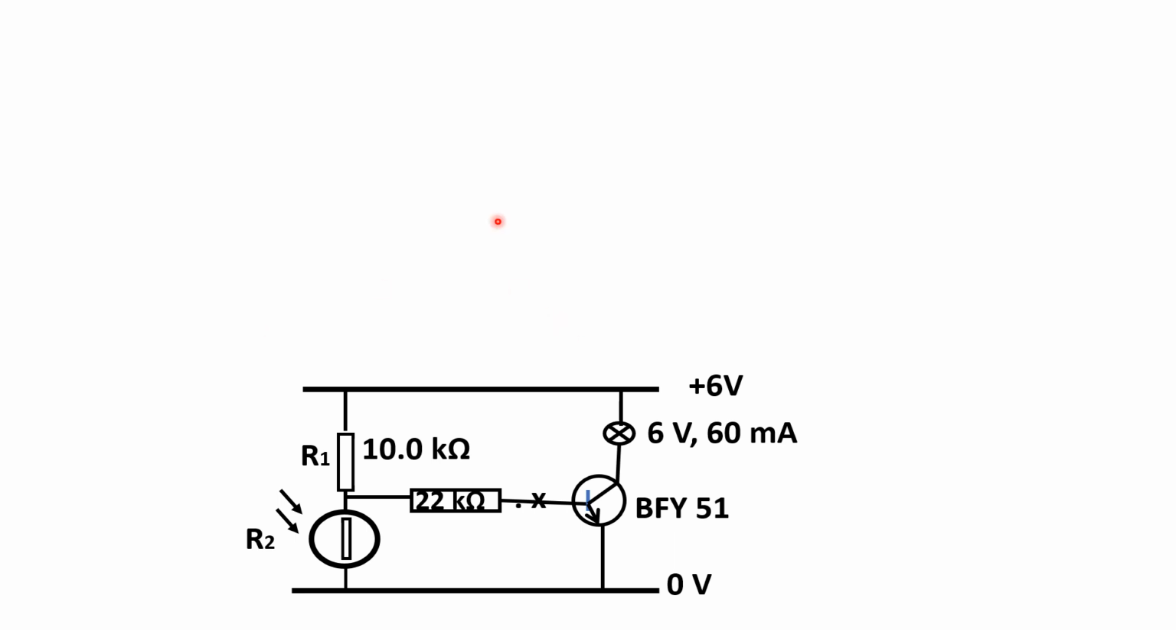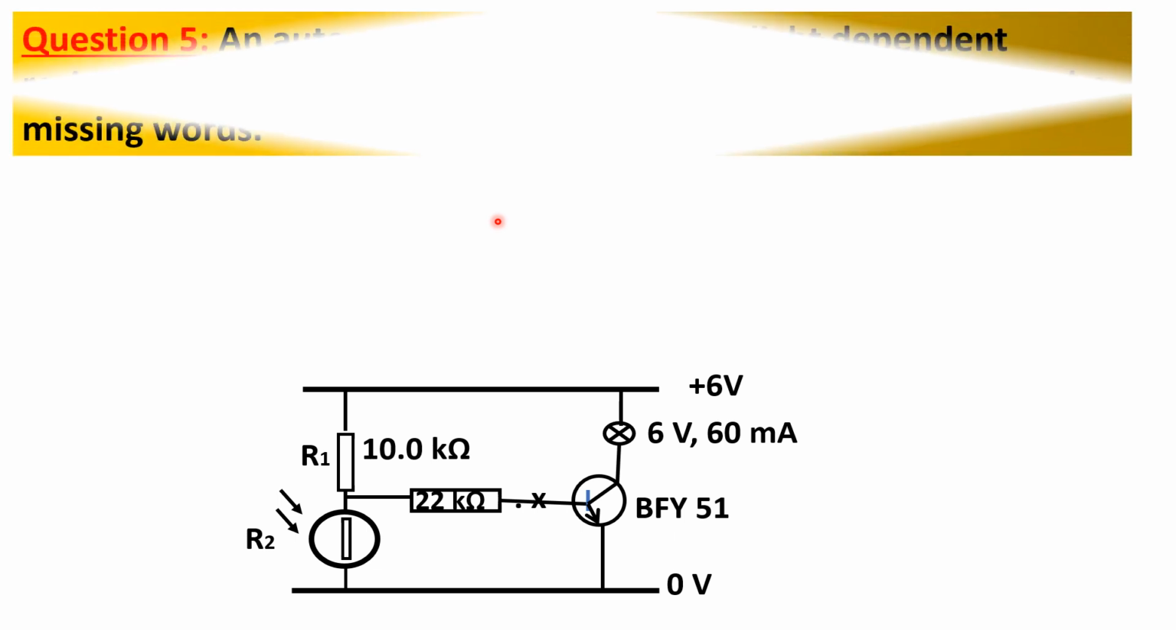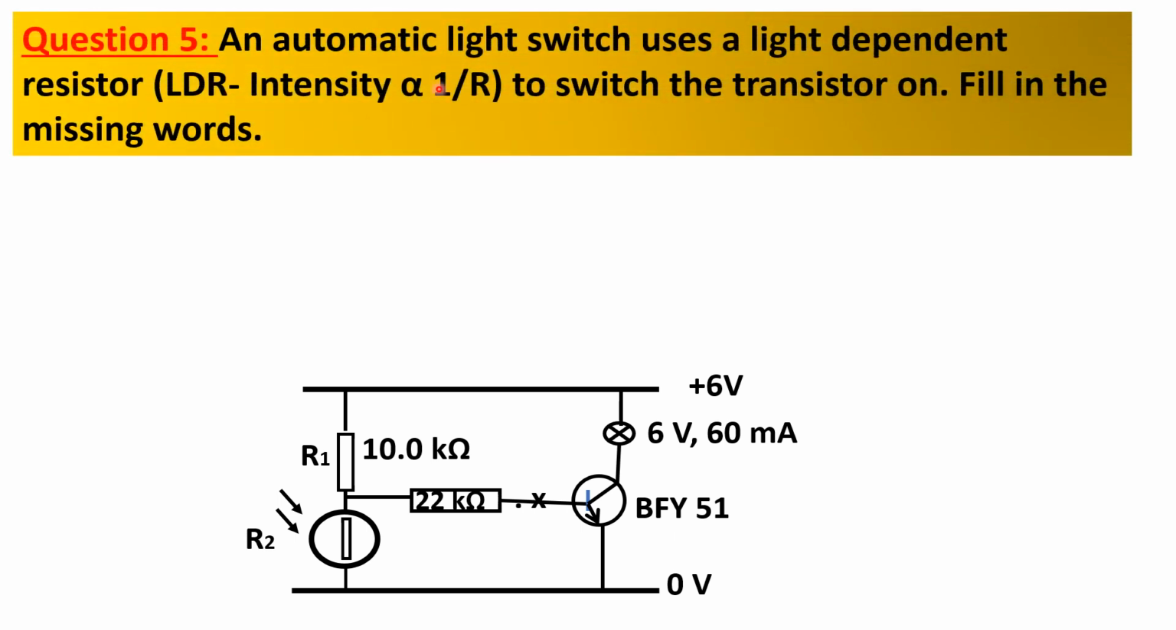We're down to our last question, question number 5. An automatic light switch uses a light-dependent resistor, or LDR, whose resistance is inversely proportional to the light intensity. This is to switch the transistor on. So your task is to fill in the missing words. But before we look at the paragraph, let's first analyze our circuit diagram.